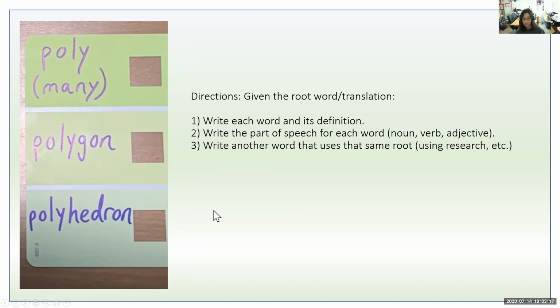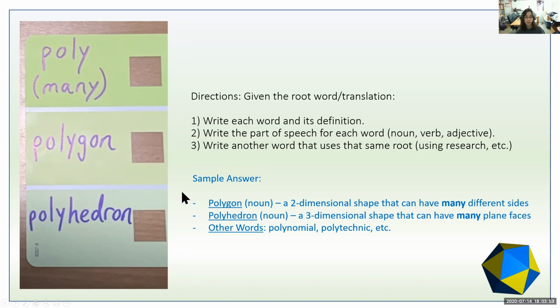We have poly, which means many, and that's our root. And so we have polygon and polyhedron. And so we need to first write each word and its definition. Then we will write the part of speech for each word. And then we will write another word that uses that same root. So I will let you pause your video and do those 3 steps. Awesome. So now let's check our work.